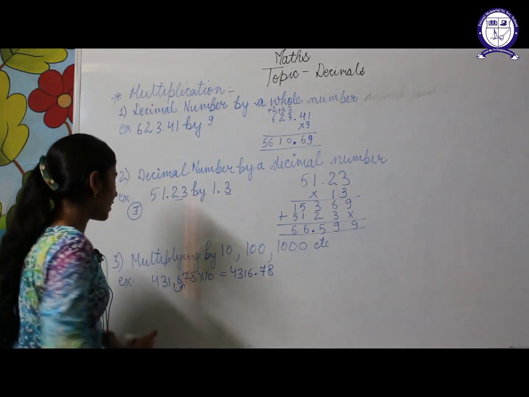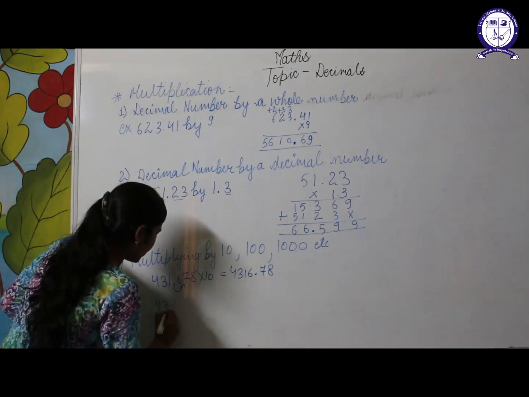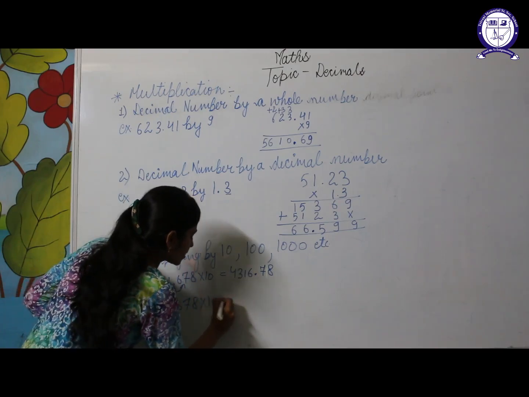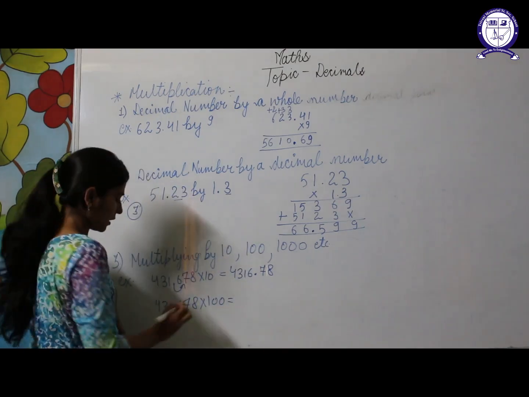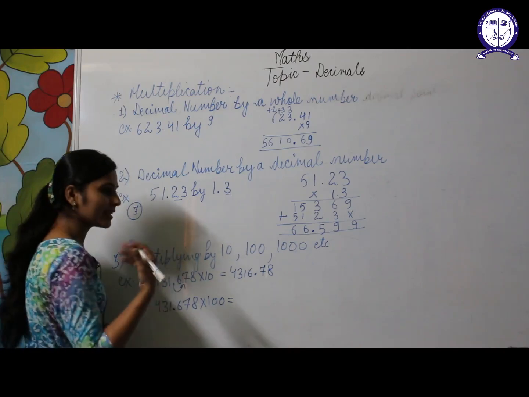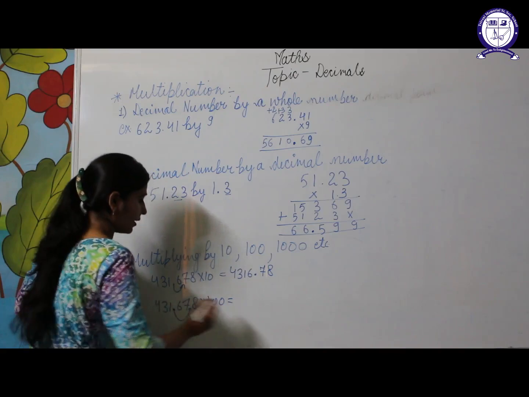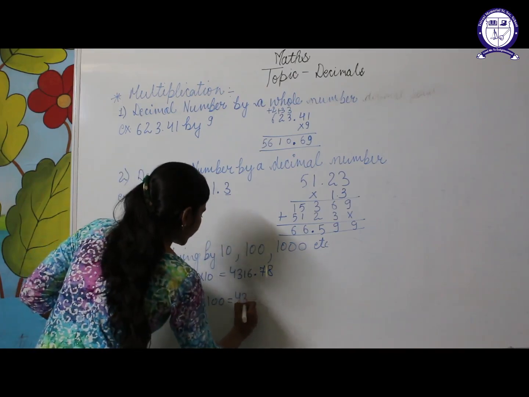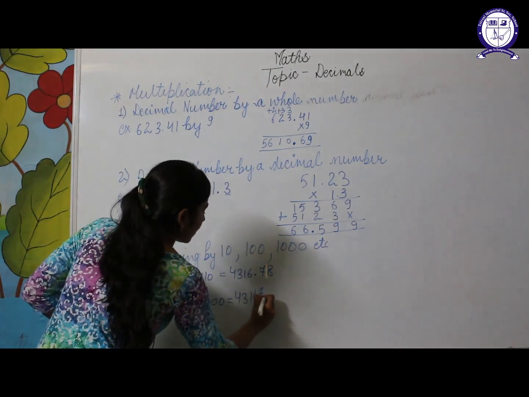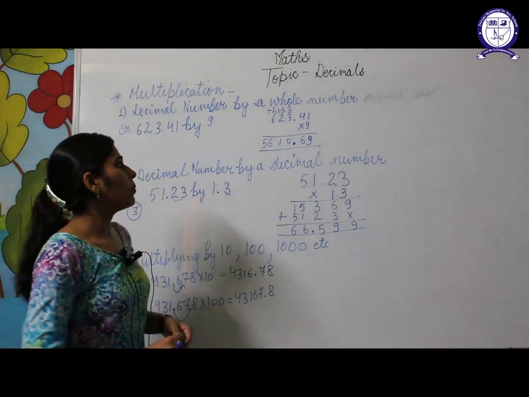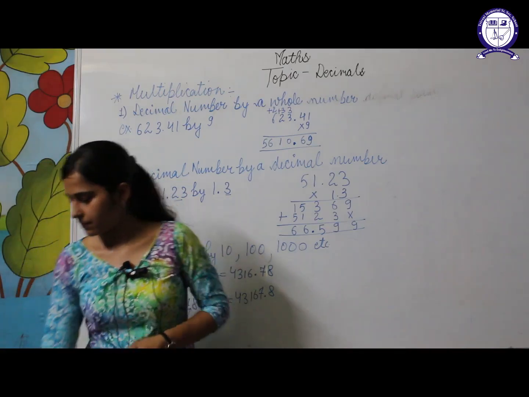Now in this case we can also multiply this by 100. In 100 how many zeros are there? 2 zeros. So this point will move 2 digits to the right hand side, so 2 digits after 6 and 7. So our answer will be 43167.8. So like this we will multiply. Now we will discuss division.